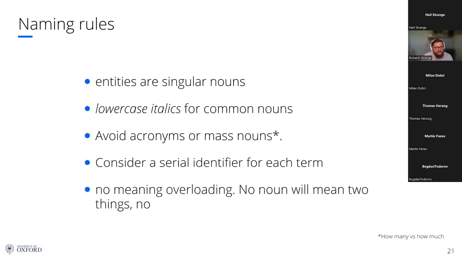General naming rules, we'll try and follow these a little bit. These aren't crucial, just entities are singular nouns. If they're common, you'd like to use italics. Try not to use mass nouns. You can start looking at serial identifiers. That goes more into business glossaries. And whatever you do, don't overload your meaning. One word should never mean two things.